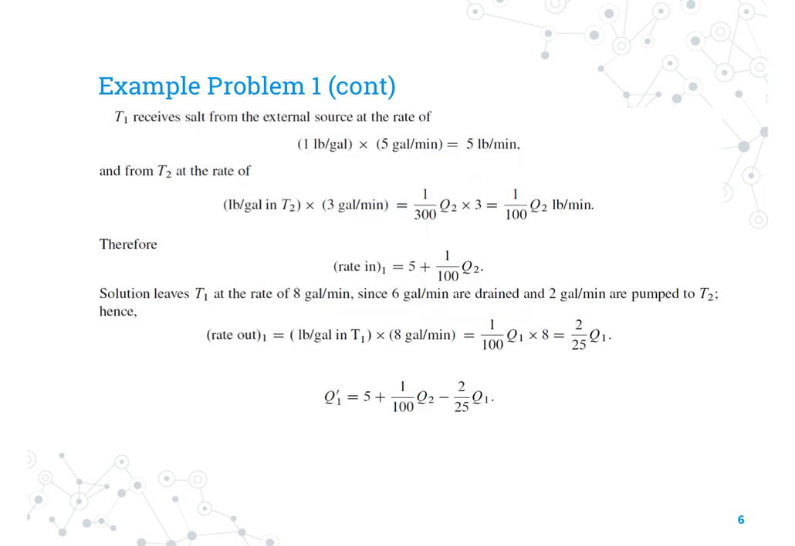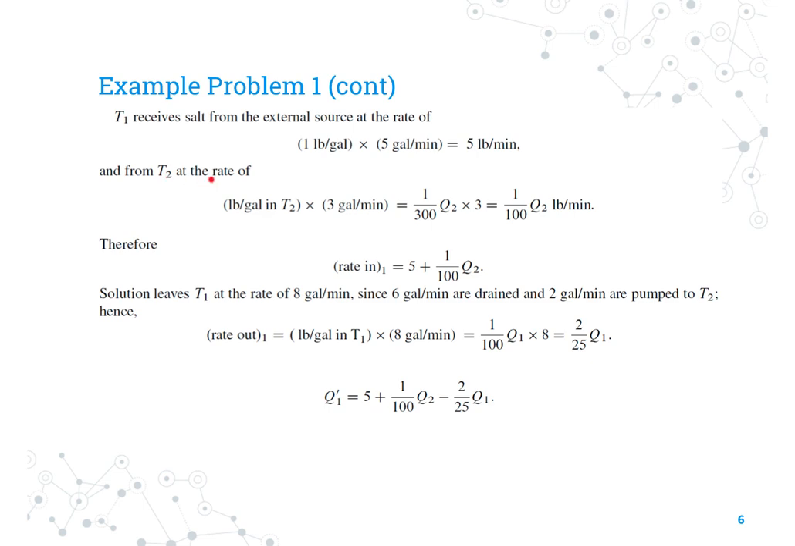We know that T1 receives salt from an external source at a given rate. That rate is 1 pound per gallon times the 5 gallons per minute, or 5 pounds per minute, found the same way that we did in chapter 4. We also know it's receiving a salt solution from T2.